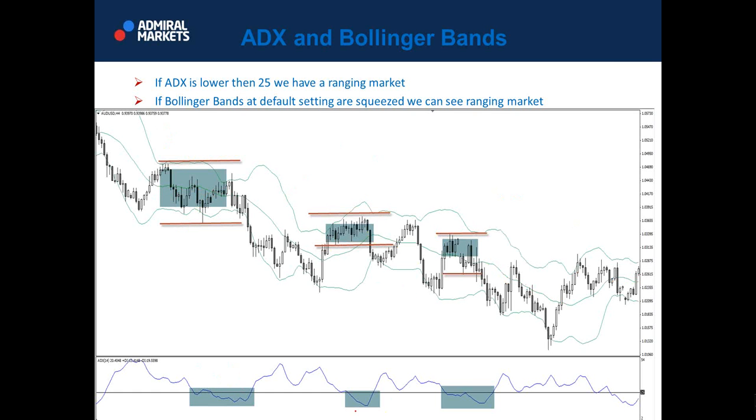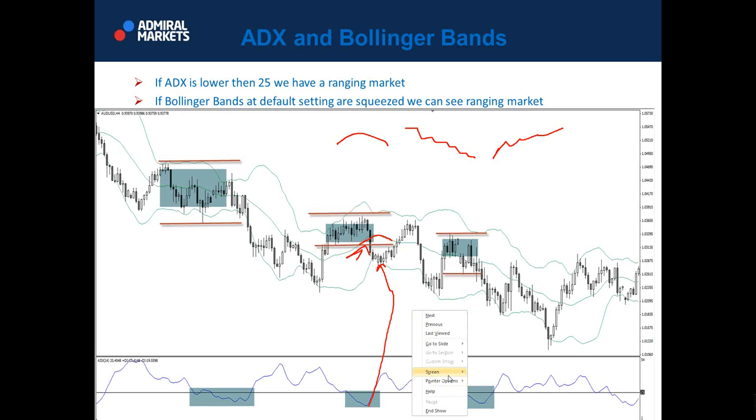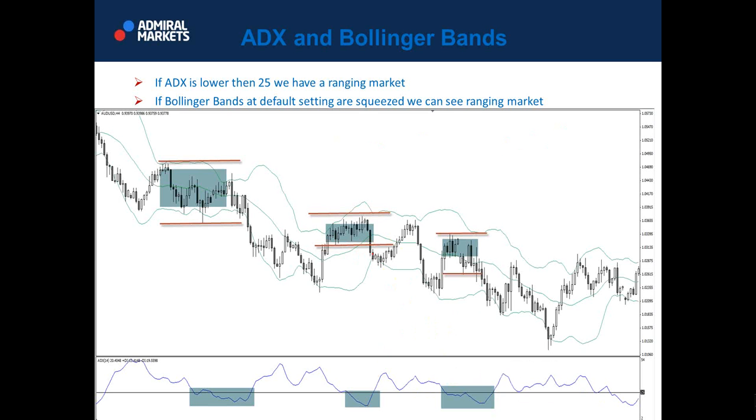You see here, this is also a range. So you won't be fooled into entering a short trade. You see how this hill here is also a sign of the range. We don't want to see the middle Bollinger Band going like this. We want to see it going down or going up. If we see that the middle Bollinger Band is going in a hill direction, this is the hill, see? Then we know that this is also a ranging market.